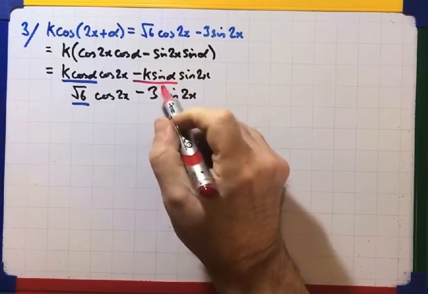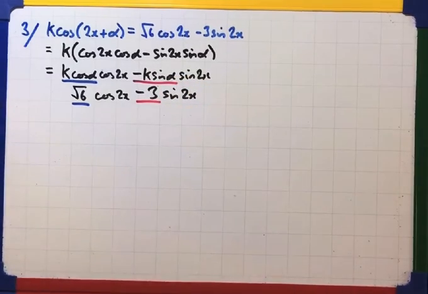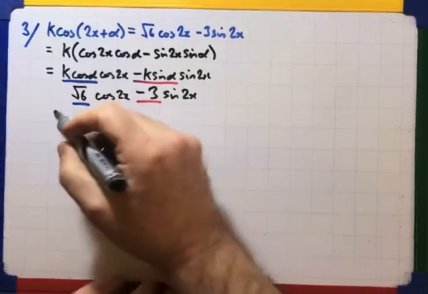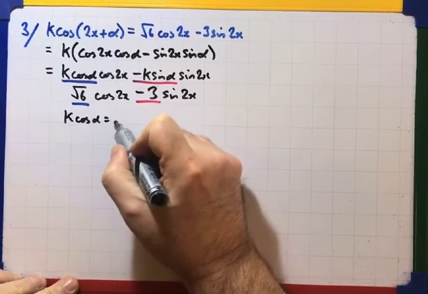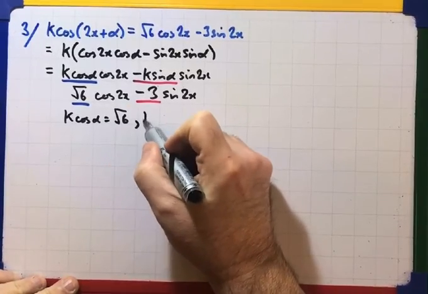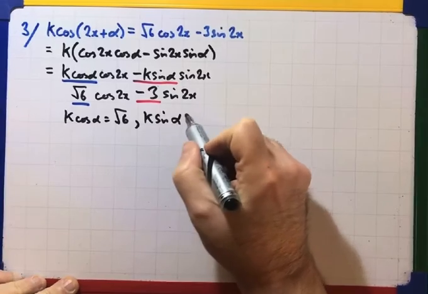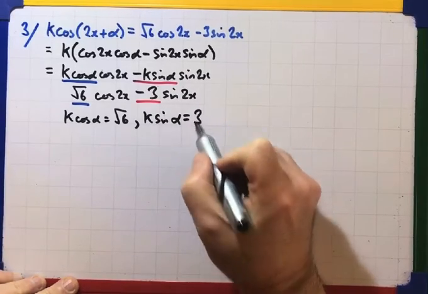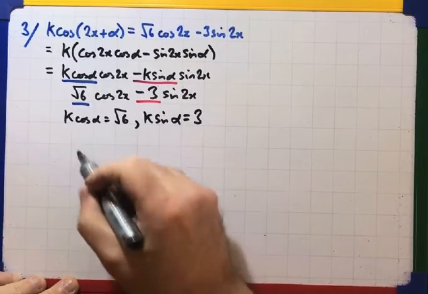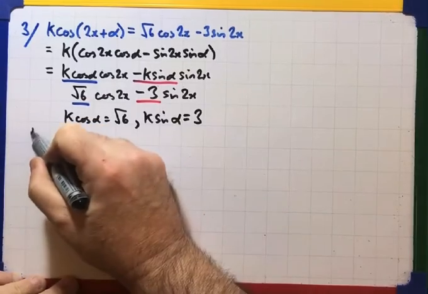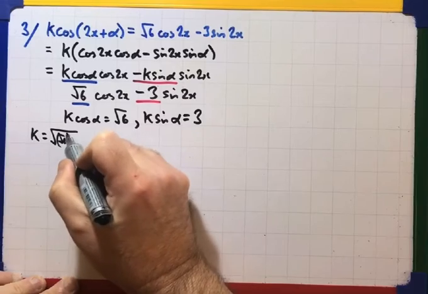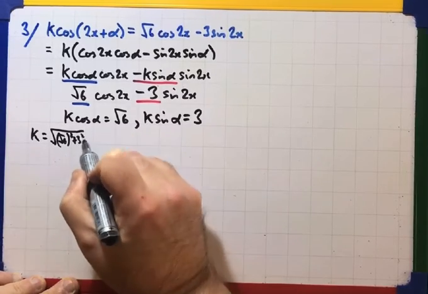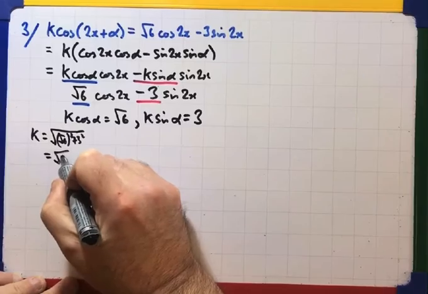Minus k sine alpha is minus 3. So that gives us k cos alpha equals root 6, k sine alpha equals 3. So what we have next is k is just those two squared and added, yeah? Root 6 squared plus 3 squared. 9 plus 6 is 15, so that's root 15.